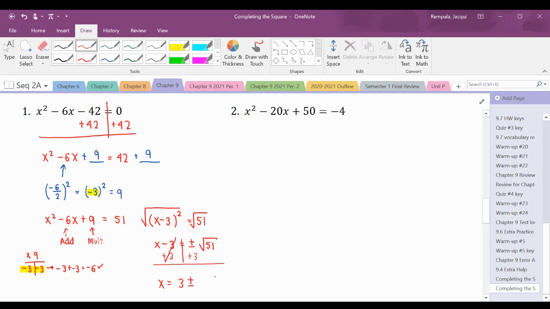Then we'll do our plus or minus sign. We'll keep the square root of 51. And that would be our answer.